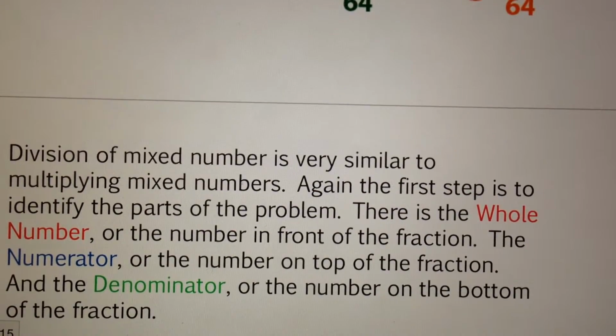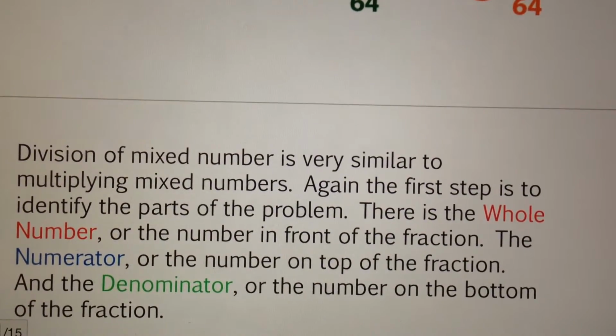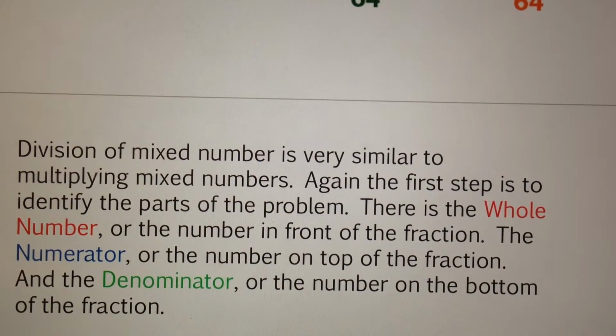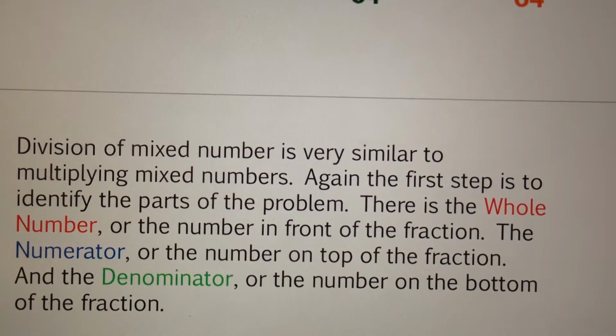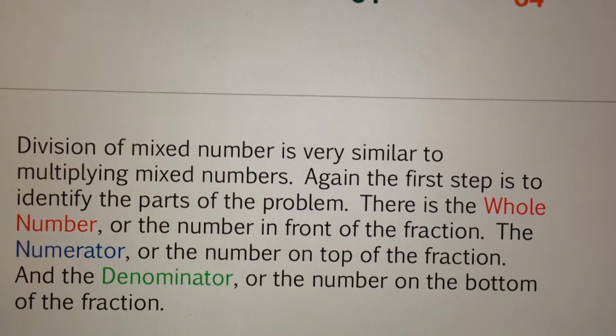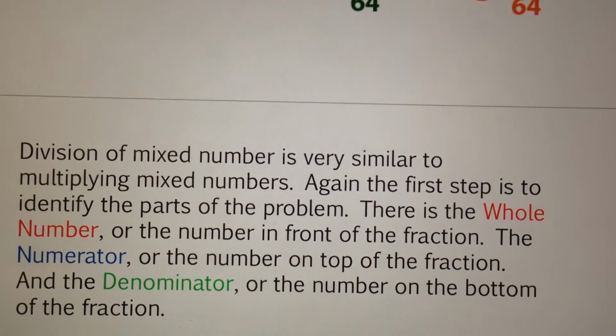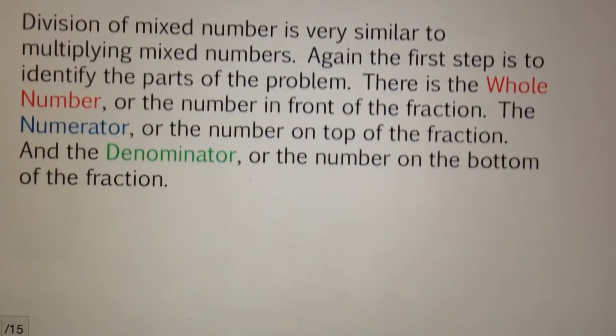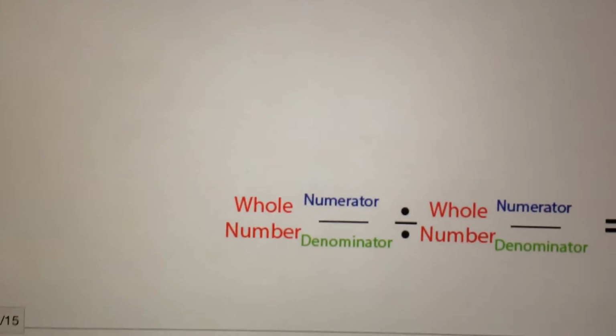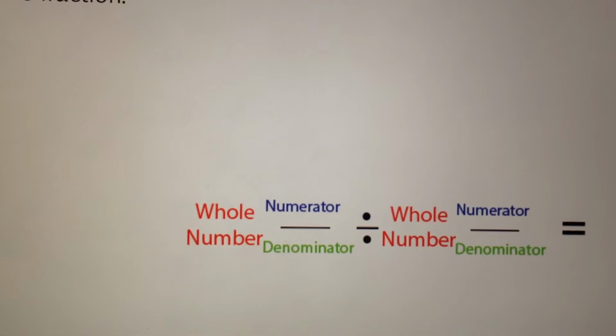Division of mixed numbers is very similar to multiplying. Again, first thing we're going to do is identify the parts of the problem. We've got our whole number, the red number. That's our number in front of the fraction. The numerator, the number on top of the fraction, and the denominator, or number on the bottom of the fraction. So same thing here, whole number, numerator, denominator.